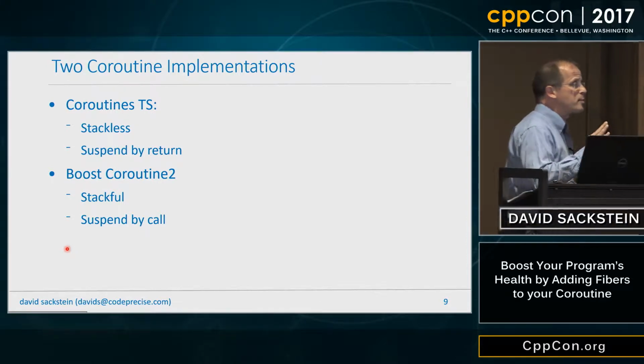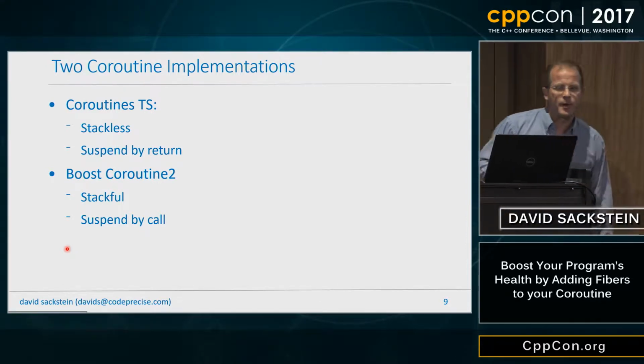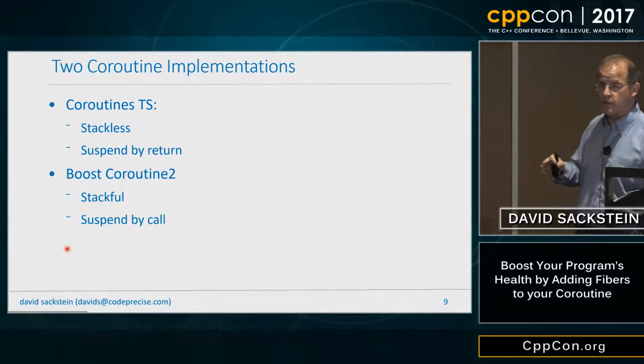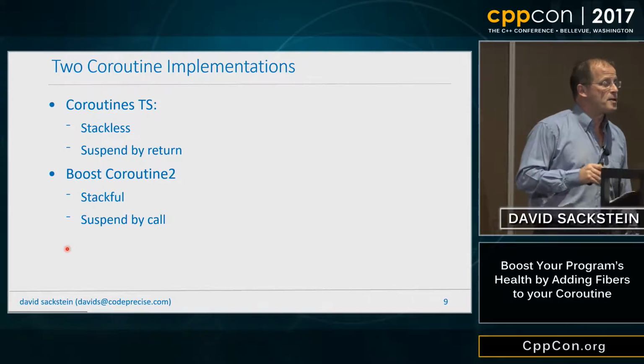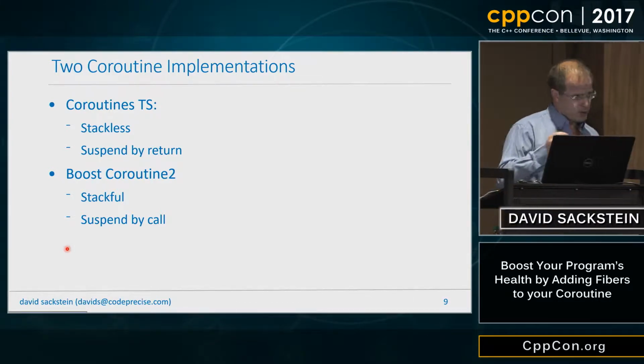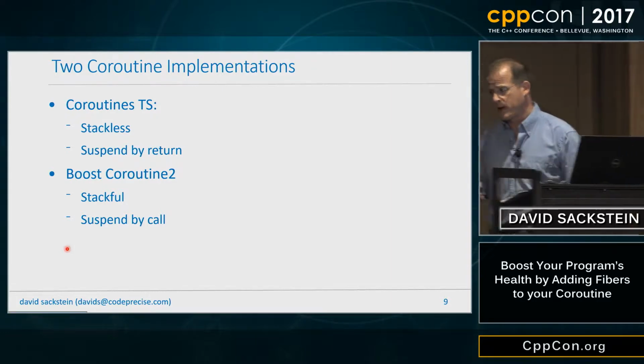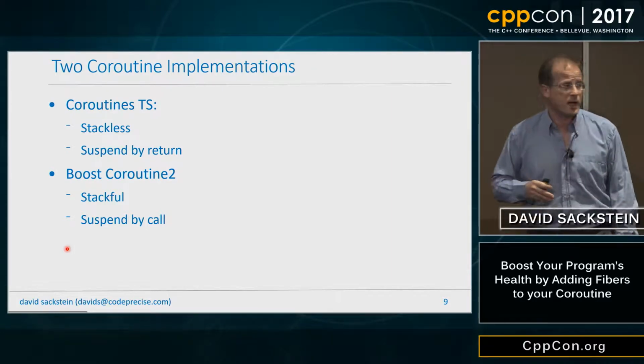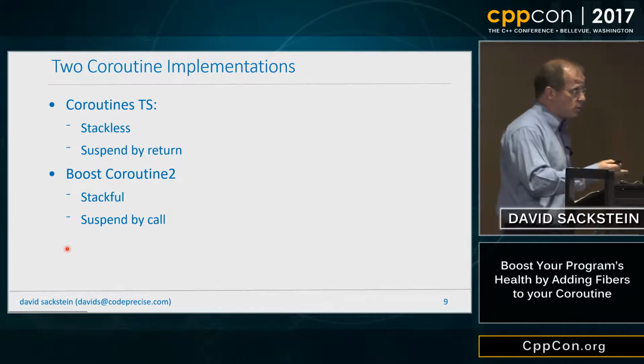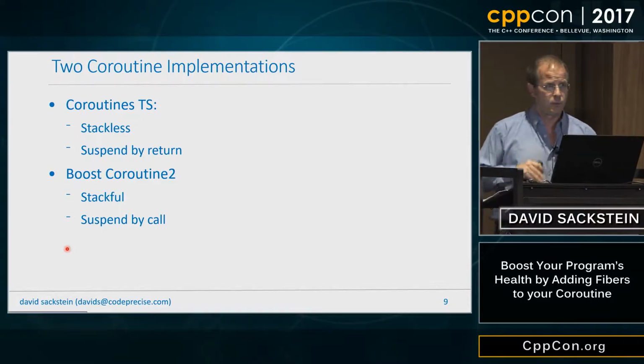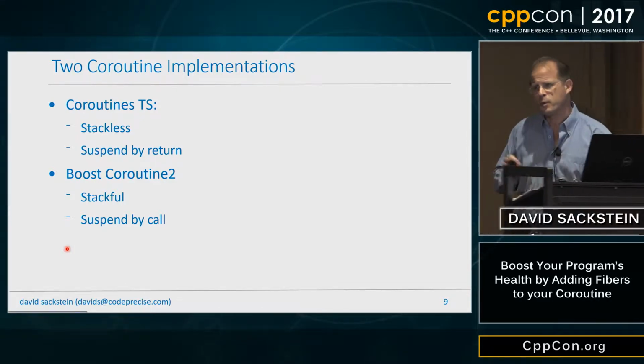Okay, so we have two implementations of coroutines that I'm going to talk about here. One is the Coroutines TS, which is in the process of being standardized. And the other is Boost Coroutine 2. Boost Coroutine has been upgraded and the old version is now deprecated. I recommend you use Boost Coroutine 2, which has a similar API with some limitations.